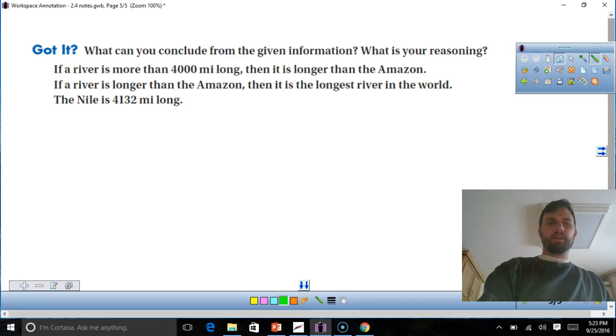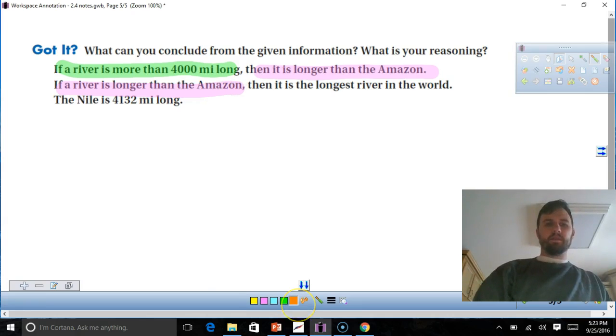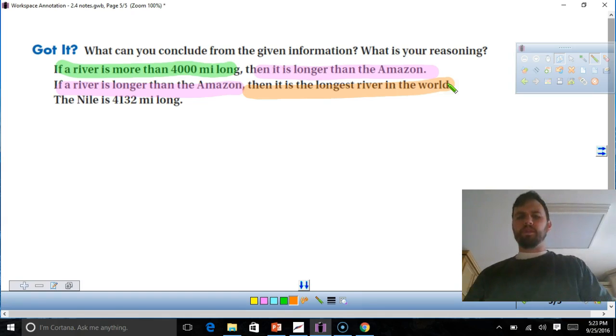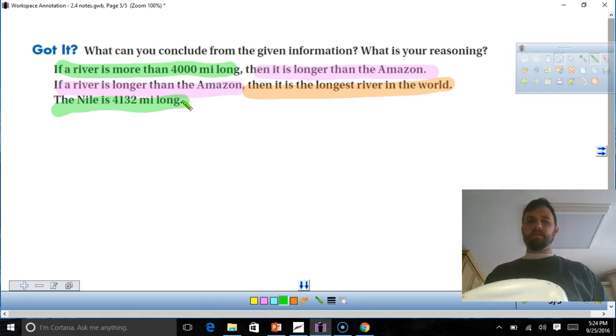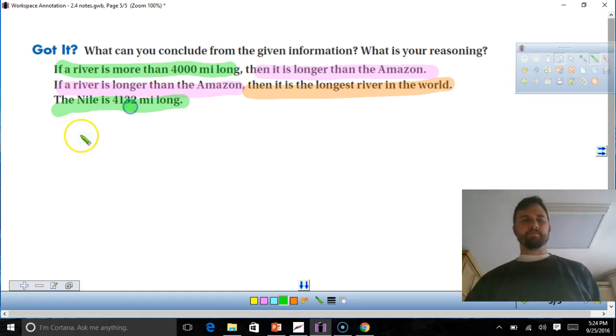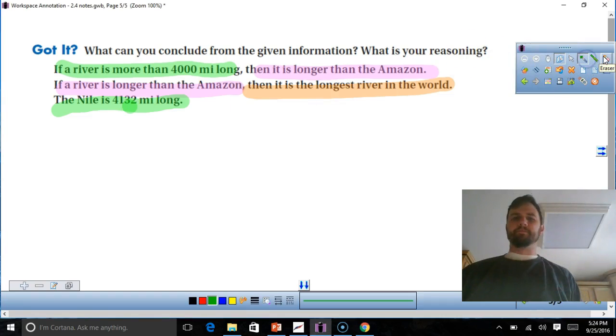I knew you would. So we have a P, then Q. That's our Q. We have a Q, then R. And they give us rivers more than 4,000 long. So they give us a P. Alright, let's do some magic. Let's do one conclusion. First conclusion.